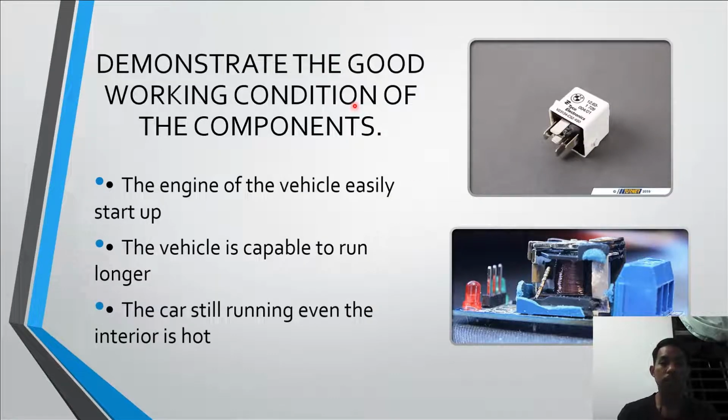And demonstrate the good working condition of the component. With a good working main relay, the engine can start easily. Second, the vehicle is capable of running longer than with a bad main relay. And finally, the car keeps running even when the interior is getting hotter. This is an example of a good main relay, and this is an example of a burnt main relay, which is not good and will not work on the car.